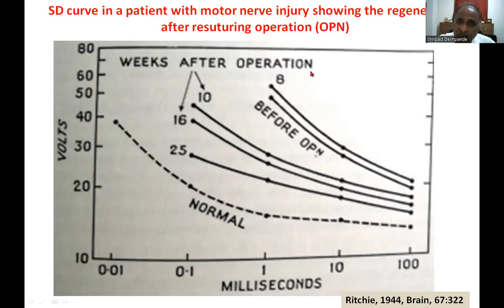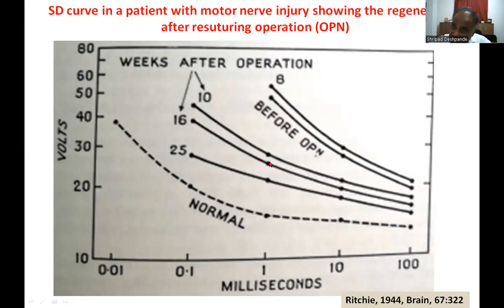So now, after operation, what happened? This strength duration curve is almost near the same or slightly shifted rightwards. 2 weeks later, it moved to the left of this before. This is before operation, that is after injury. Then 10 weeks after operation, you can just see that it has shifted leftwards. So that means it is indicating that the nerve is recovering and regenerating.